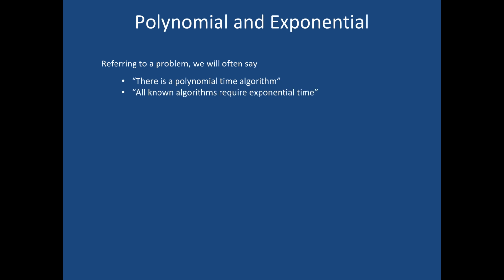You also might hear me say that all known algorithms require exponential time. So all known algorithms for the Hamiltonian cycle problem require exponential time in the worst case. All known algorithms for the traveling salesman problem require exponential time in the worst case. And we're going to divide the world now into problems that we know we can solve in polynomial time, which is every problem we've studied this semester, and then problems for which, as far as we know, they require exponential time.